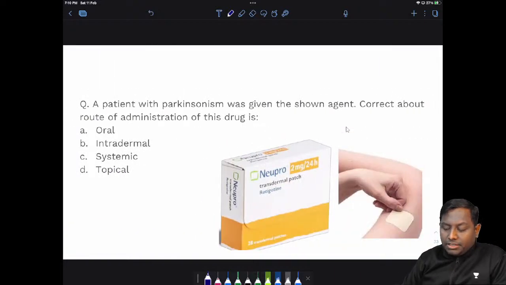A patient with Parkinsonism was given the shown agent. So it is under the name Neupro, and the name of this drug is rotigotine, that is mentioned here. Correct about the route of administration of this drug: oral, intradermal, systemic, topical.